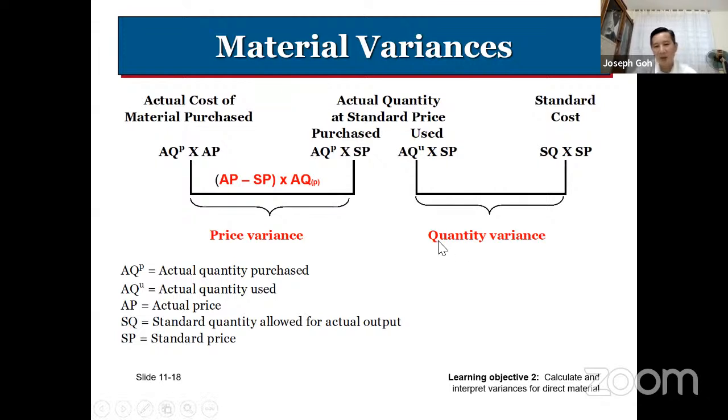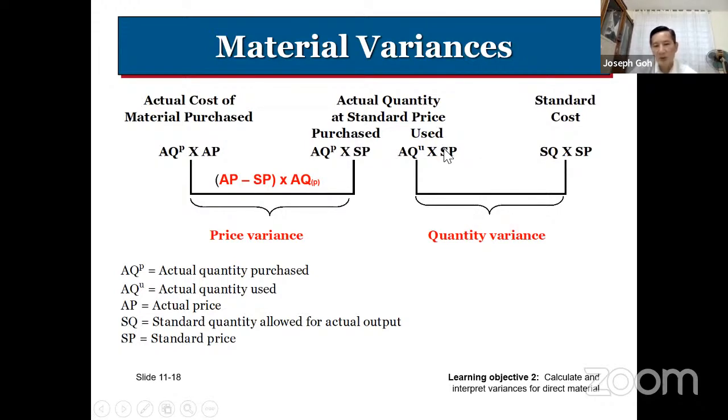So the second is the quantity variance. That means how many units you use. My apologies, this is not purchase, this is the use. Sorry for that. Quantity variance, the use: how many quantity you use for the production of the finished product.